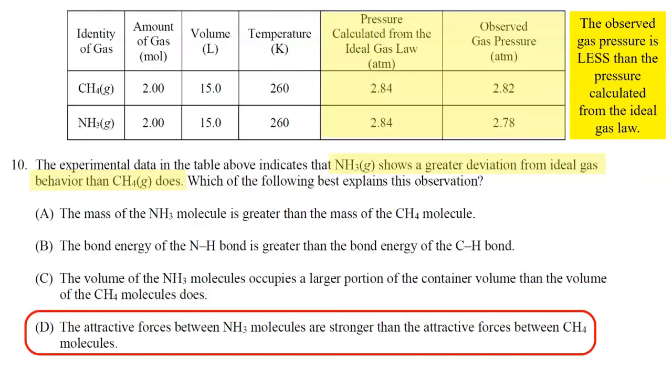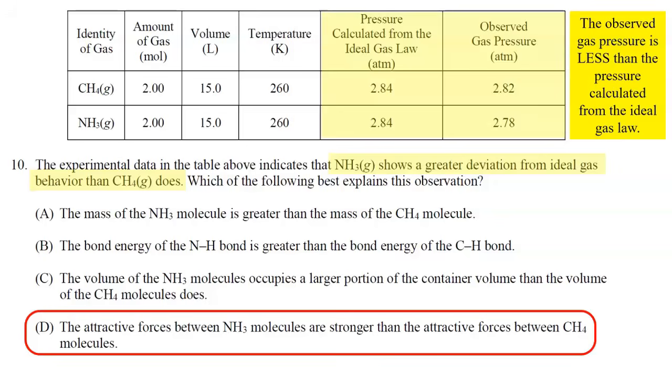And you might already know that NH3 can participate in hydrogen bonding attractive forces, whereas CH4, which is nonpolar, can only experience London dispersion forces. So again, a greater attractive force between the NH3 molecules causes a greater deviation from the ideal gas law. So the correct answer to question 10 is choice D.